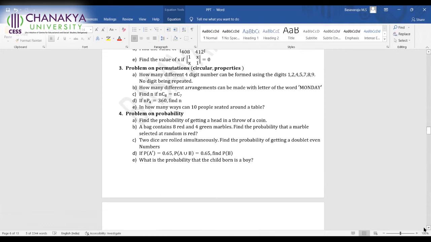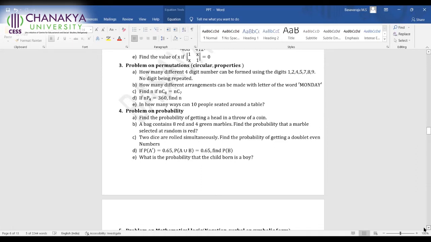So what is the answer for the first one? If you throw a coin, what is the probability? It is 1/2. If you roll dice, what is the probability of getting doublets, even doublets? It is 2-2, 4-4, 6-6. So it is 3/36, which is nothing but 1/12. So what is the answer for E? What is the probability that a child born is a boy? It is 1/2.